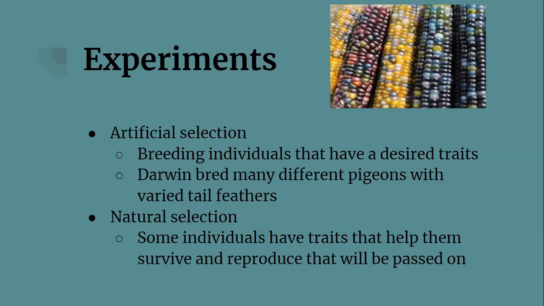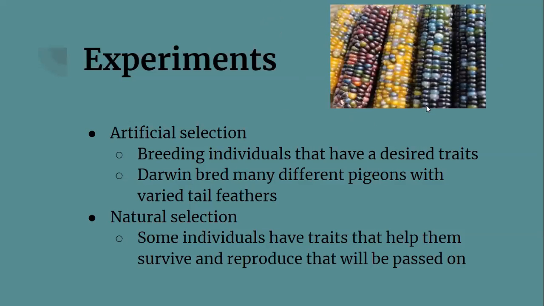So we can also do this through experiments by doing artificial selection. So artificial just means fake. So you're selecting these traits yourself. So it's not natural. You are selectively putting specific traits together, just like we would right here on this corn.